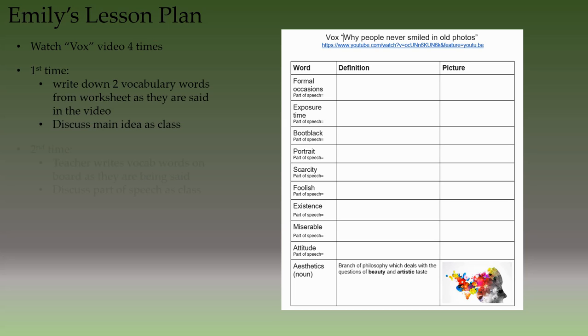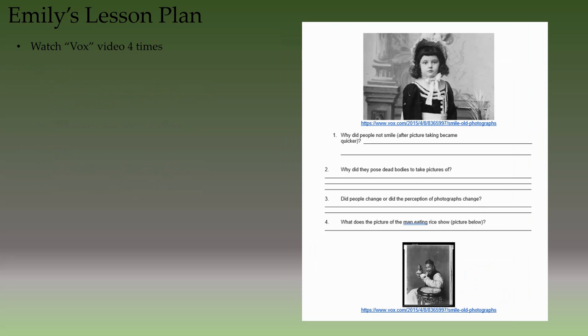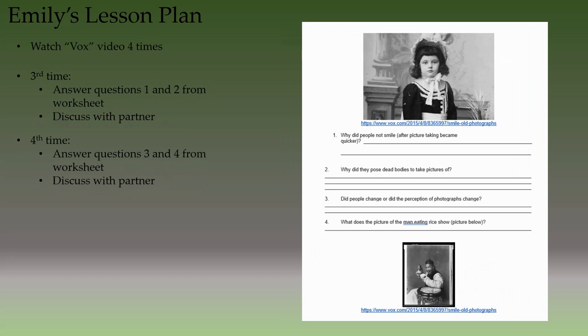The second time, the teacher writes the vocab words on the board as they are being said, and they discuss the part of speech as a class. The third time, students answer questions 1 and 2 from the worksheet and discuss the answers with their partner. Finally, the fourth time, they answer questions 3 and 4 from the worksheet and they discuss it with their partner. Here's a short clip of the video used for this lesson.